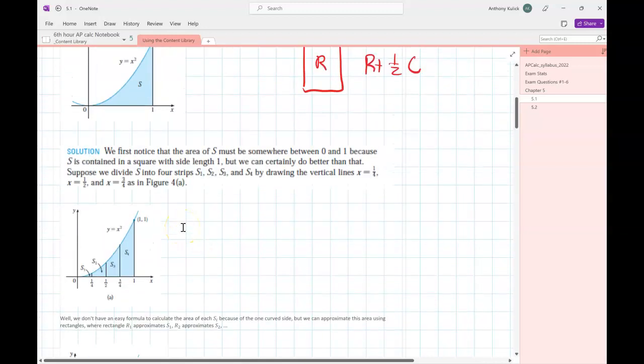Okay. So again, we still have a problem: we still have a curved side. Now it's less curved than it was before, but it still has this curved side. So what we'll start with is just making an approximation.